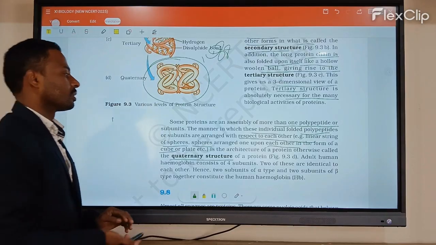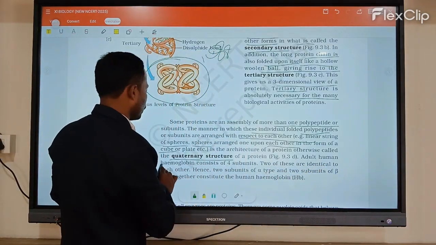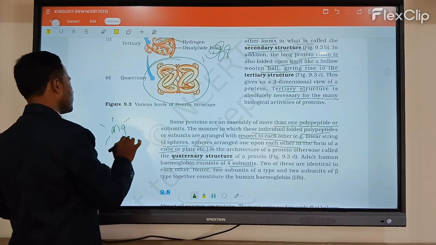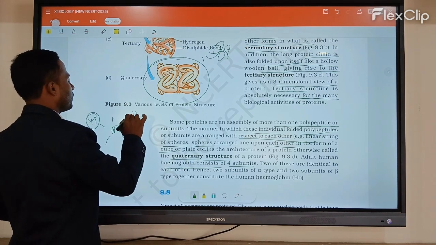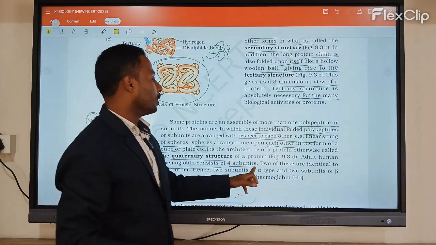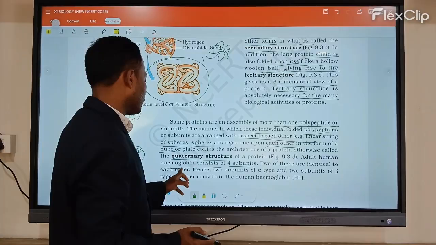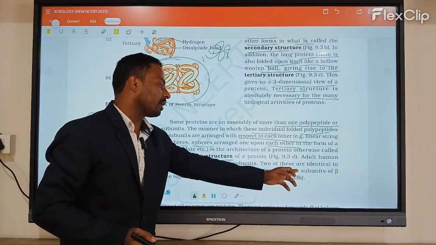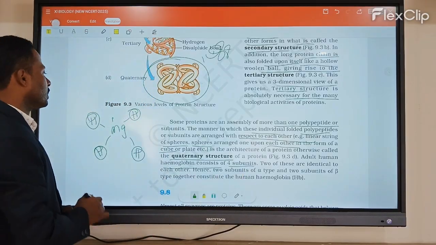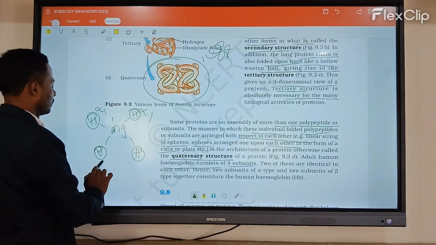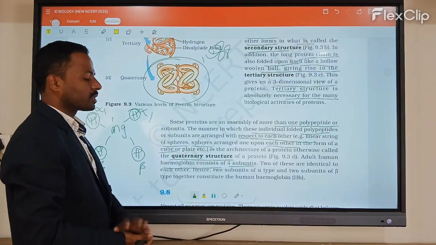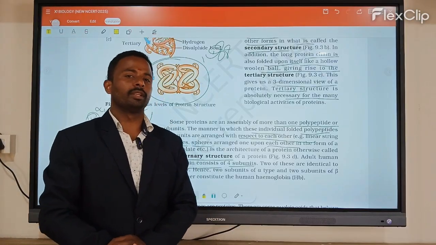Of these proteins, adult human hemoglobin consists of four subunits. So human blood has four heme groups present. Two of the subunits are identical to each other, alpha, and two other subunits are beta, together forming human hemoglobin, HB. So one is alpha and another is beta, the globins present. So this is the quaternary structure. Okay, these are the proteins and protein structures.